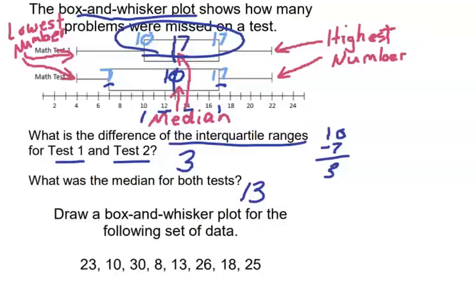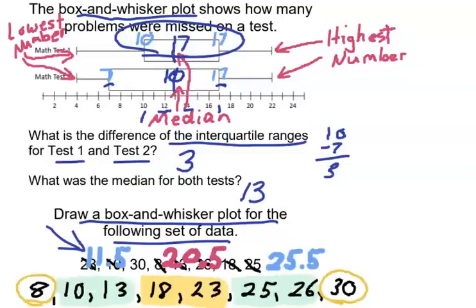Now the last thing they want us to do is draw a box and whisker plot for the following set of data. Well, one thing I notice is that this data is not in order from least to greatest. So I'm not going to be able to find the median until I do that. So let's do that first, and then we'll make our box and whisker plot.